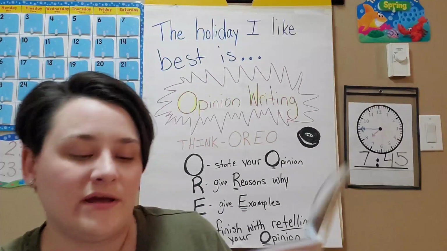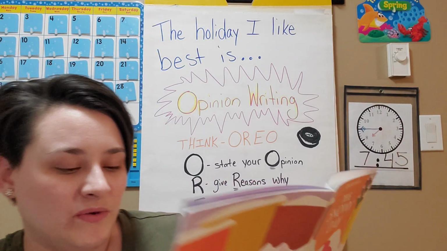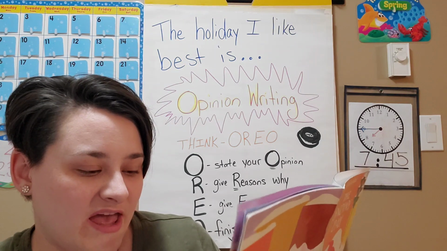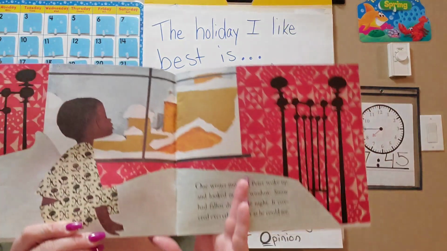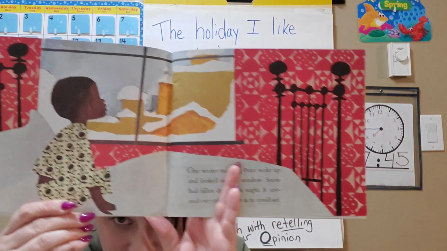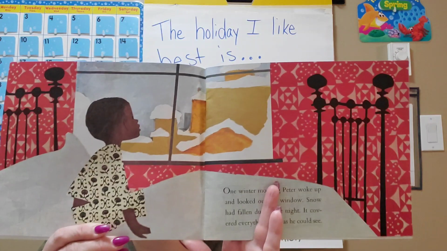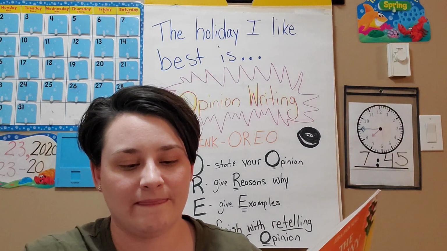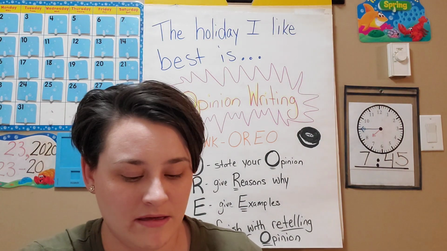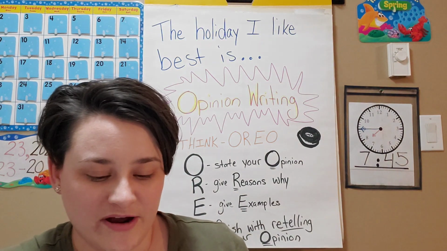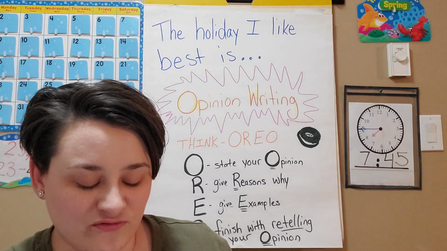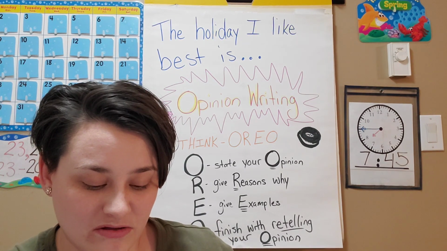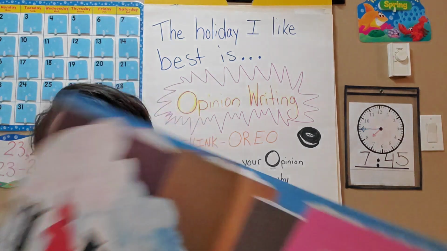One winter morning, Peter woke up and looked out the window. Snow had fallen during the night. It covered everything as far as he could see. Do you see that good there? Yeah. After breakfast, he put on his snowsuit and ran outside. The snow was piled up very high along the street to make a path for walking.